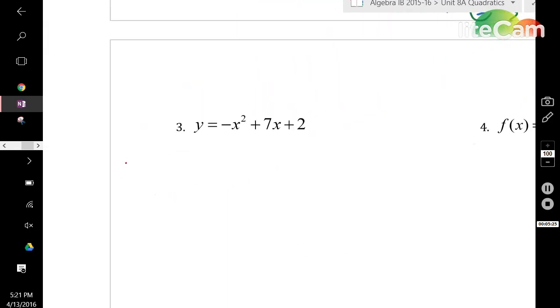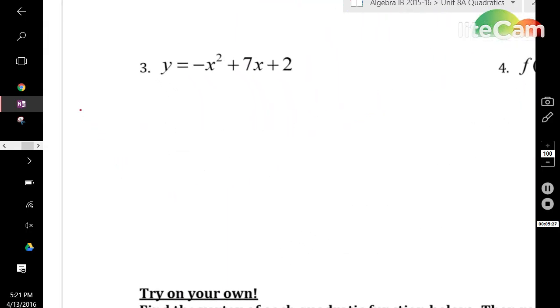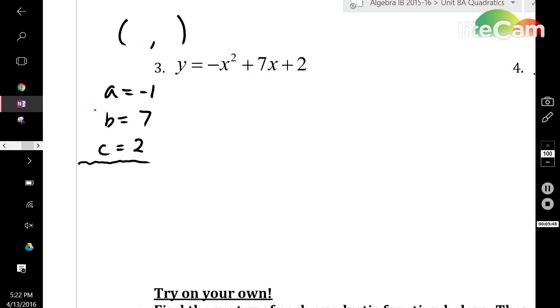Let's move on to another example. Here we have y equals negative x squared plus 7x plus 2. So identify a, b, c. That's negative 1, 7, and 2 respectively. And the first step is to find this vertex. We'll fill in as we go.